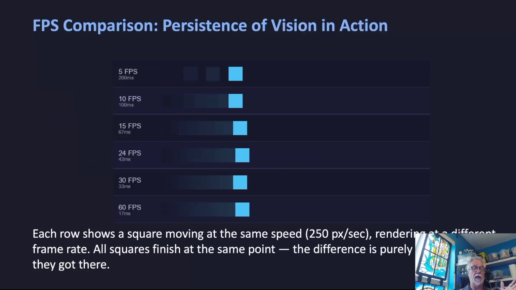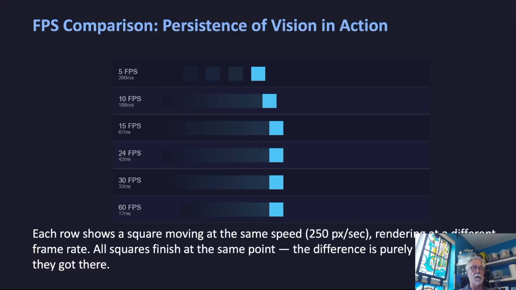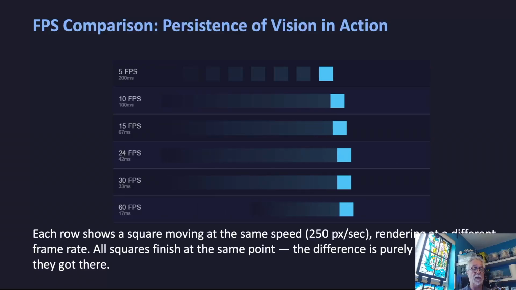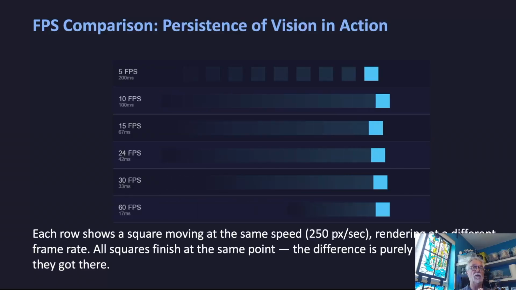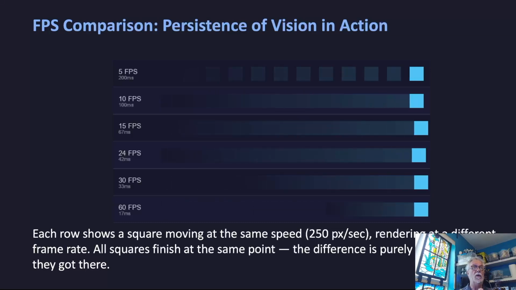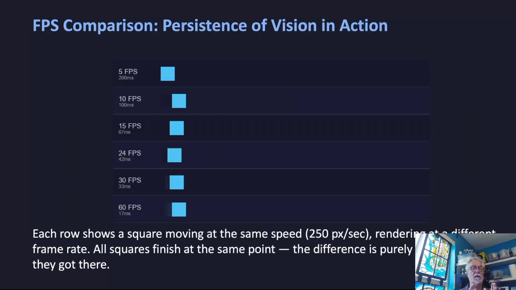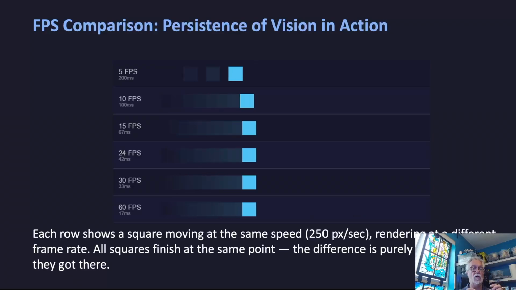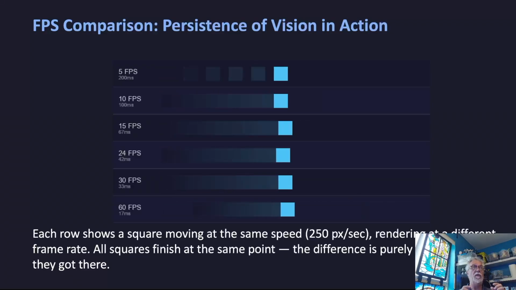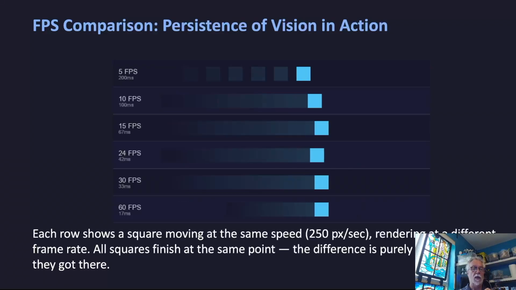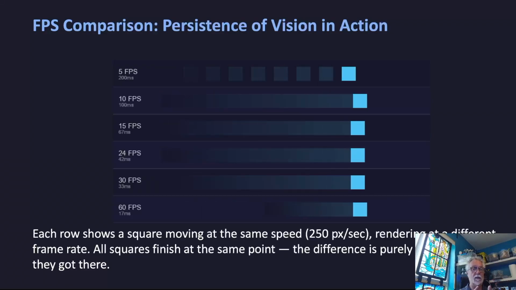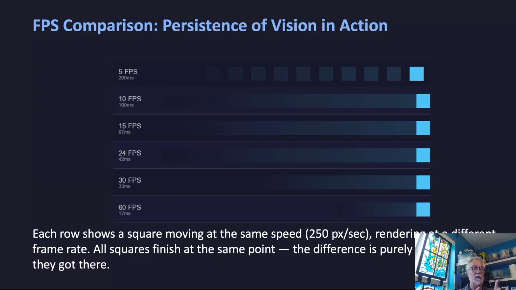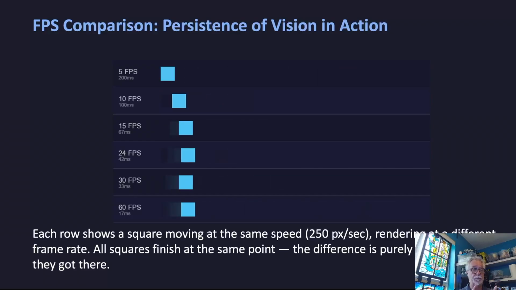So let's have a look at that. Here we have some objects that are moving across the screen at exactly the same speed, 250 pixels per second. But we are displaying them at different frame rates. In the top one, we display the position of the square every 200 milliseconds. If you just look at the top line, it doesn't really look like something that's moving. It's just appearing and disappearing.